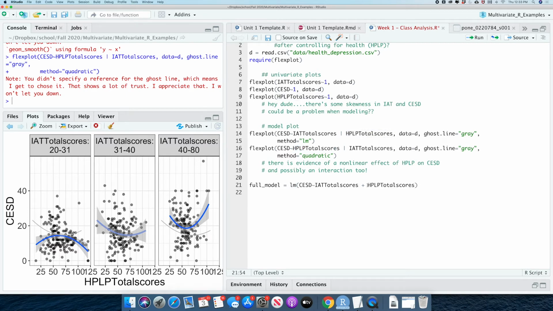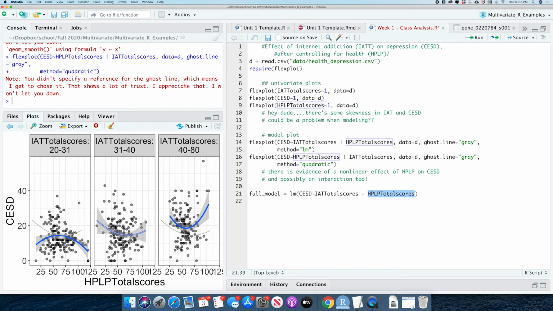Copy HPLP total scores. And by the way, if we were just to ignore the visuals, that right there is the model that we hypothesized at the beginning. So it says we have two linear effects, two main effects, and we want to know the effect of, what was it? Internet addiction, IAT total scores, after controlling for HPLP. And it's customary to put the variable that you are interested in after the variable you don't care about, but it actually doesn't matter. Mathematically, it's identical. And so now, yeah, that's right. That's what I would do if my visuals weren't suggesting something else, but instead I've got to add some information.